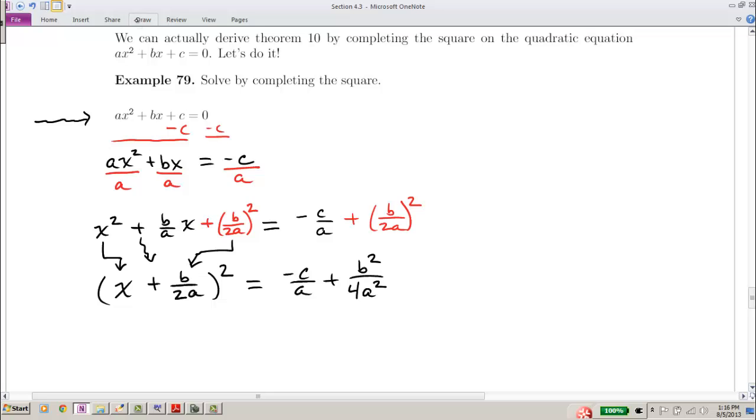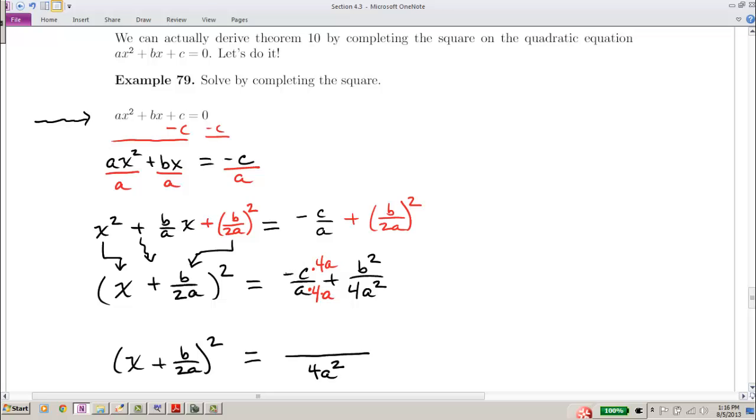Now we want to do a little bit more work here on the right side before we're ready to take a square root. And in particular, let's get a common denominator. So to get a common denominator, this minus c over a, this first fraction needs to pick up a factor of 4 and a factor of a. And so we can do that as long as we also multiply by 4a on the top. And now we have our common denominator of 4a squared.